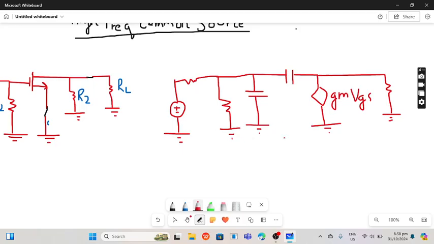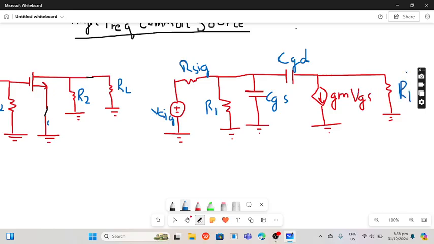You can see that the source here is grounded, so it is V6. That is your R6, R6 here. This was your R1. This is your CGS capacitor. This is your CGD capacitor, and this is your RL.